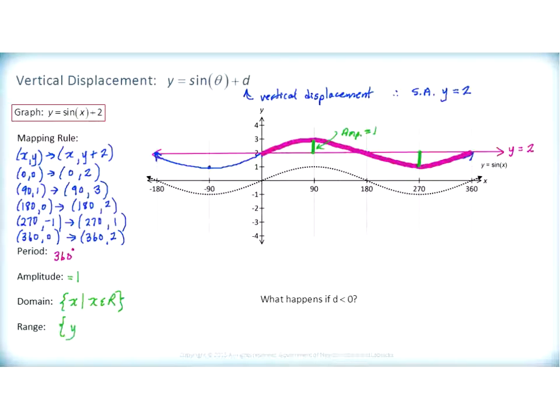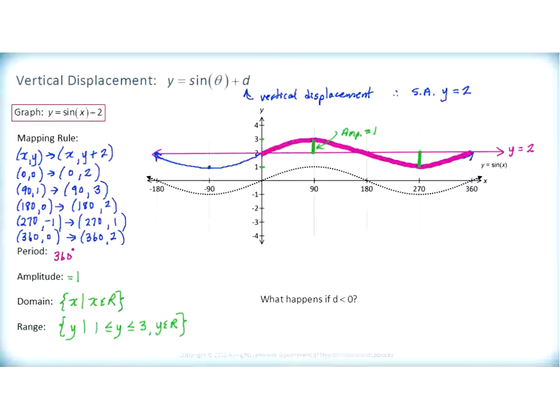And the range, in this example, is affected as a result of the vertical displacement. Because everything shifts upward by 2 units, we have a maximum value of 3 and a minimum value of 1. So the range are all values of y such that 1 is less than or equal to y, which is less than or equal to 3, and y belongs to the set of real numbers.